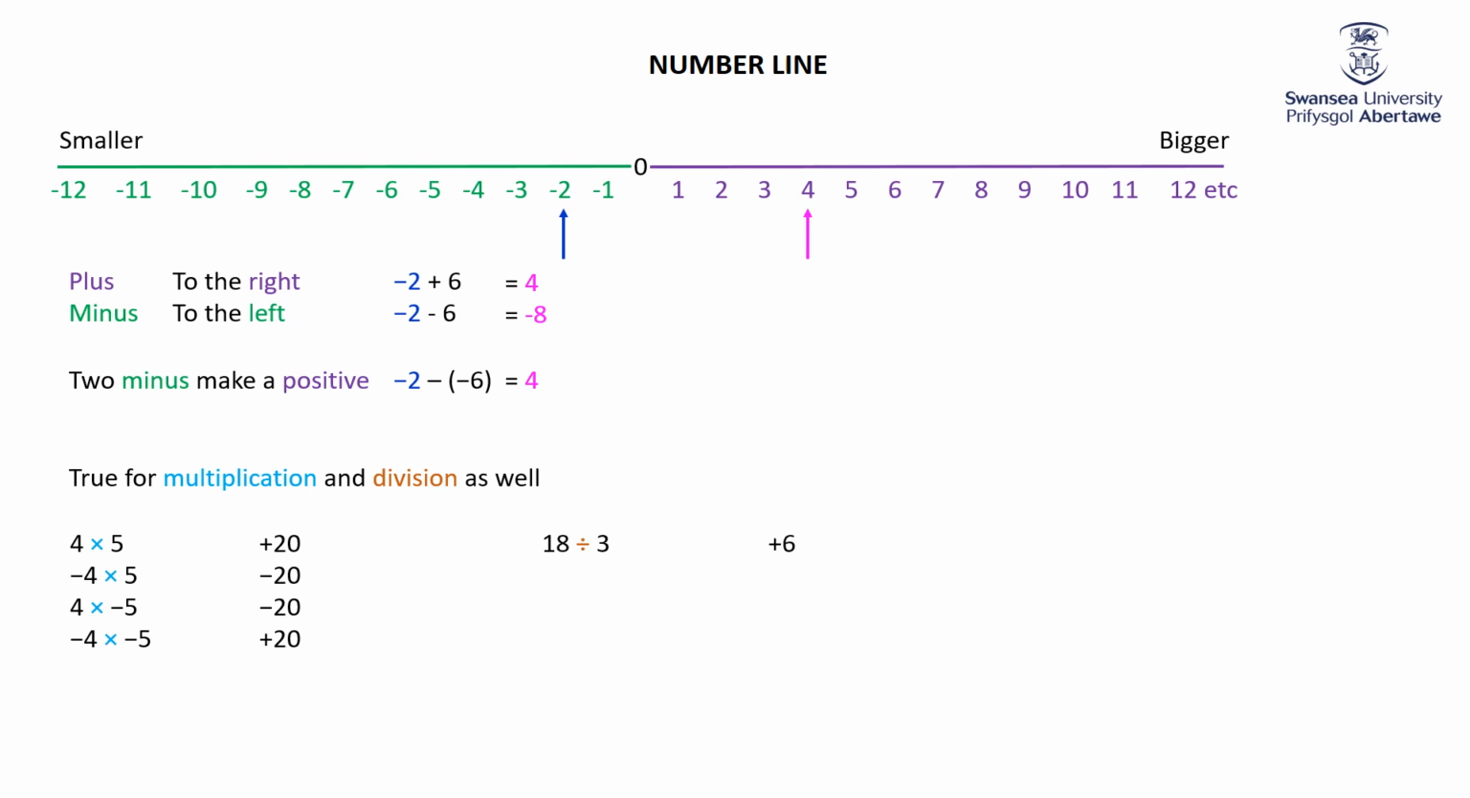Same idea for division. 18 divided by 3 is 6. -18 divided by 3 is -6. 18 divided by -3 is -6. But then -18 divided by -3, two minuses make a positive, so that gives us +6.